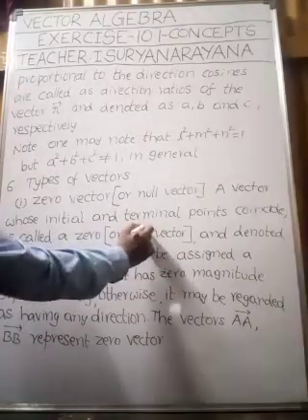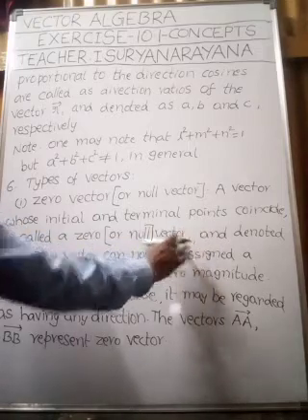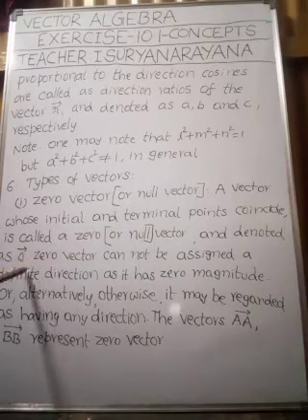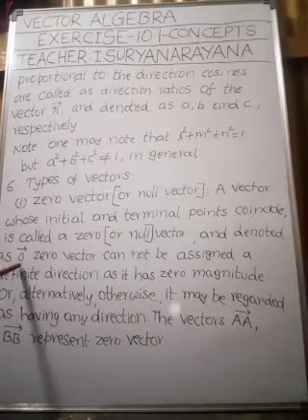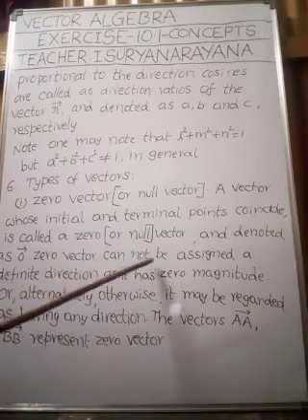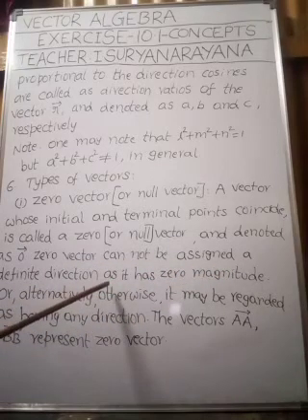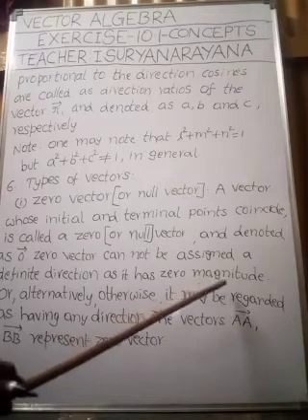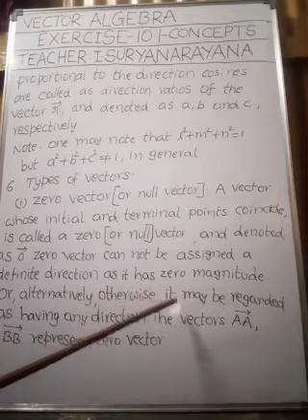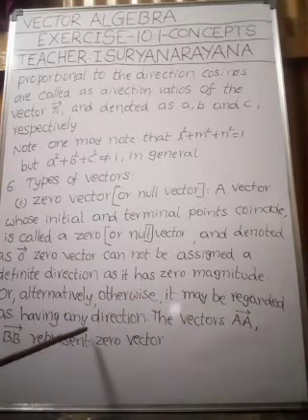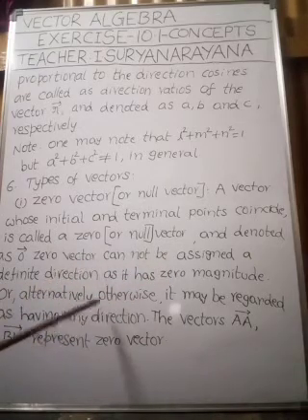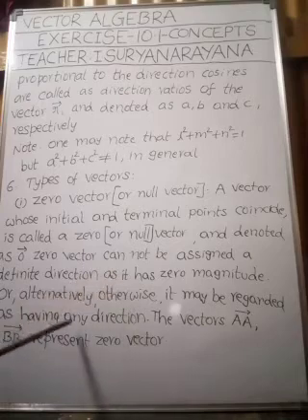Okay, my children, zero bar denotes a zero vector or a null vector. Understood this point, my children? Understood this notation? How to denote a zero vector? Right. Zero vector cannot be assigned a definite direction as it has zero magnitude. Or alternatively, it may be regarded as having any direction. We can take this point as this point. Either it has no direction or it has any direction.